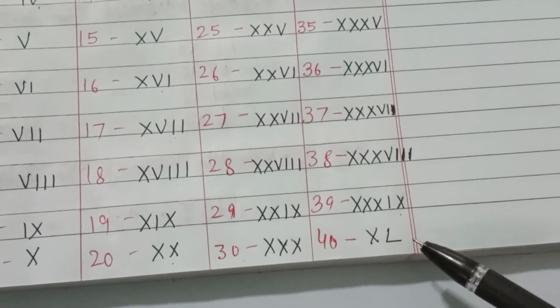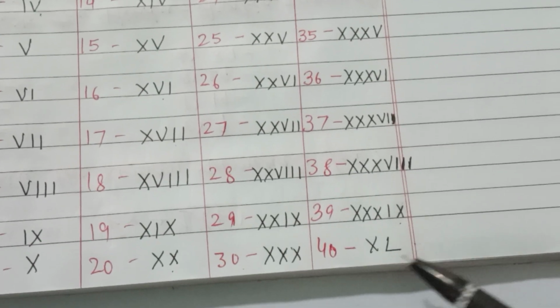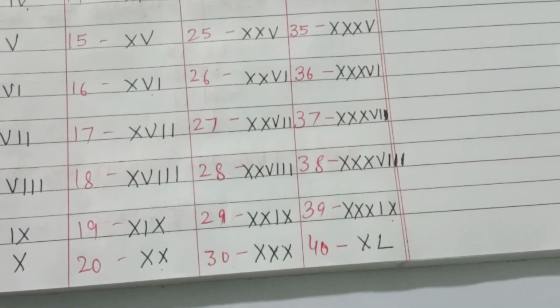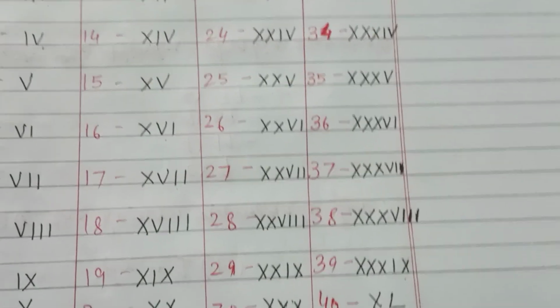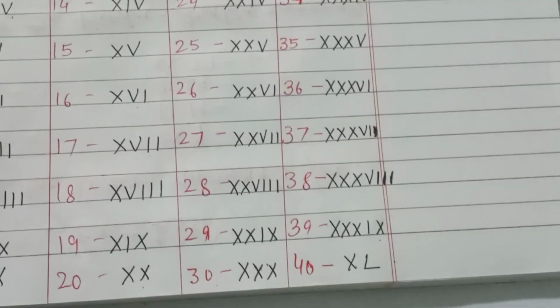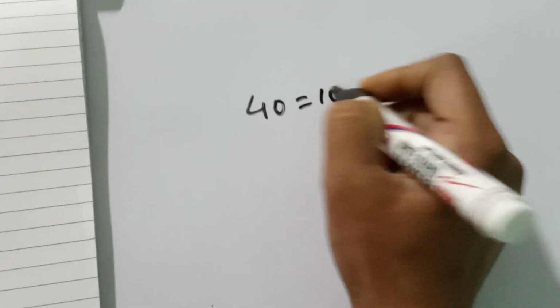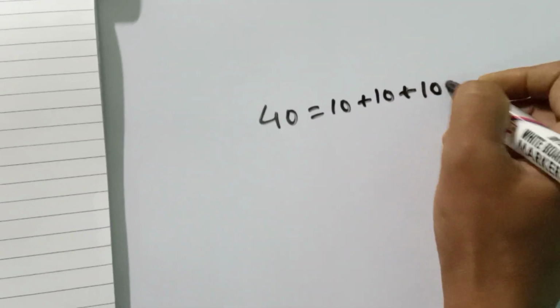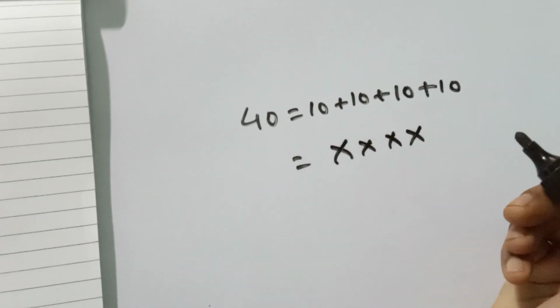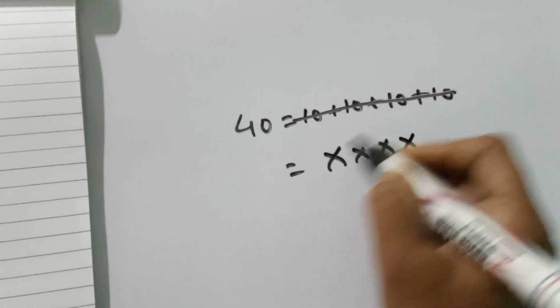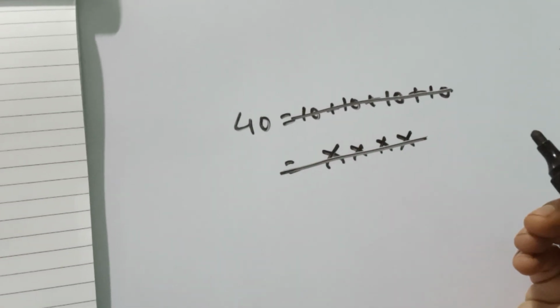I will explain this 40 for you because 40 you cannot do on your own. So, children, 40. Suppose you want to write 40, 10 plus 10 plus 10 plus 10. So, what will you write? If you write X, X, X, X, again, children, you will write X 4 times. Again, it will be wrong because you cannot write more than 3 times.